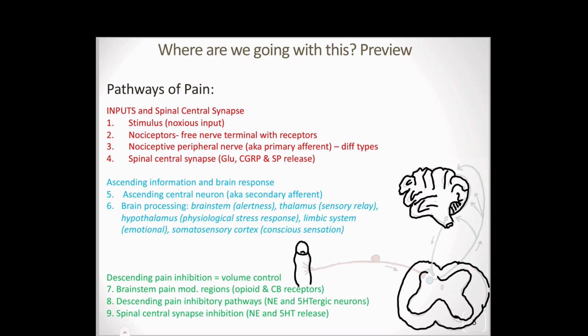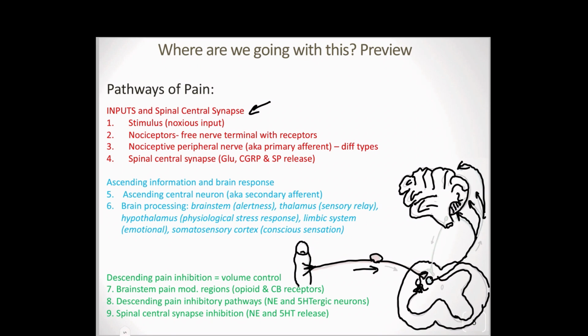So the first thing that we're going to talk about is inputs and the spinal central synapse. And we have nerves that are pain-transmitting nerves, and those are primary afferents that are sending pain signals from the site of pain into the spinal cord. We're going to have a central synapse occurring in the spinal cord here, where that pain nerve is going to transmit to an ascending nerve that's going to send information to multiple parts of the brain. And we're going to talk about all of these in more detail in the next slides.